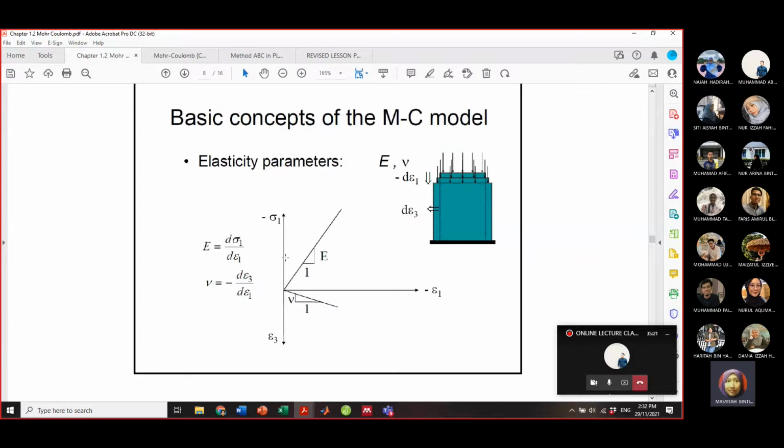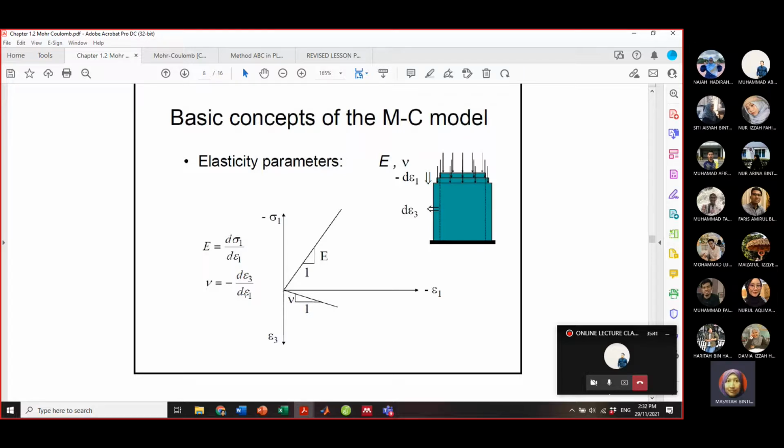So when you plot on the axis graph, this is what exactly represents the two parameters under the elastic region. The first one is the Young modulus, which is the tangent of the linear line, and the next one is the Poisson ratio. What is the Poisson ratio?